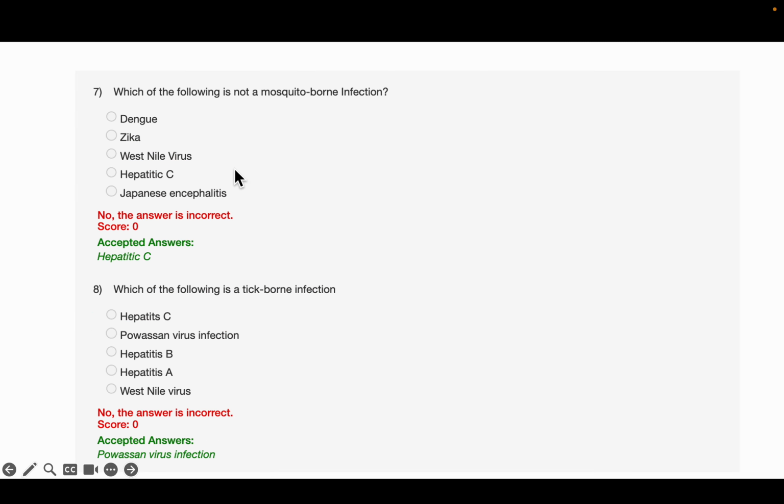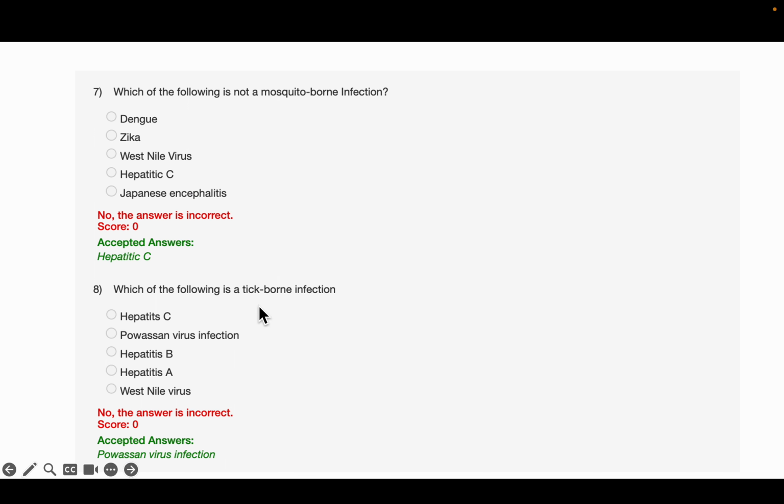Which of the following is not a mosquito-borne infection? Dengue is a mosquito-borne infection. Zika is also a mosquito-borne infection. West Nile as well. Japanese encephalitis as well. So the answer will be hepatitis C. It is not a mosquito-borne infection.